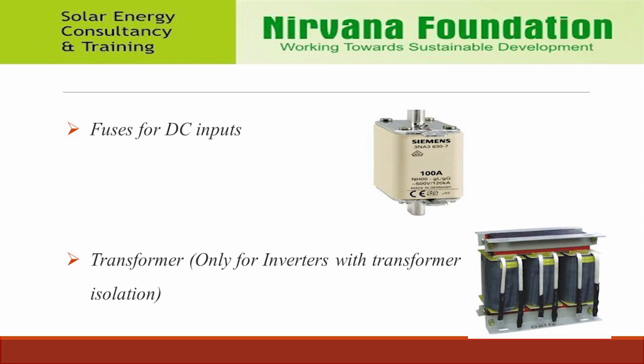Transformer, only for inverters with transformer isolation. Isolation is required within solar PV inverter systems, primarily because of the high voltages appearing on an AC grid. This can be overcome by using isolation transformers. Isolation transformers reduce power surges. Electrical equipment can run smoothly without the risk of power surges because the DC signals from a power source are isolated.